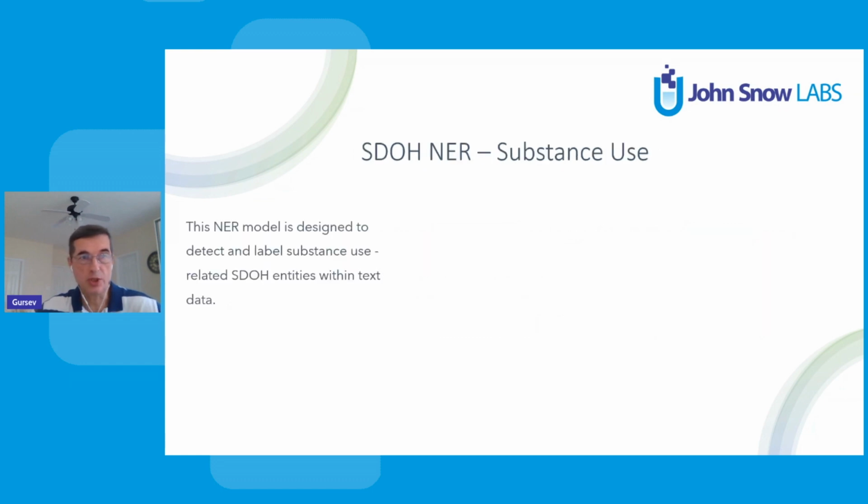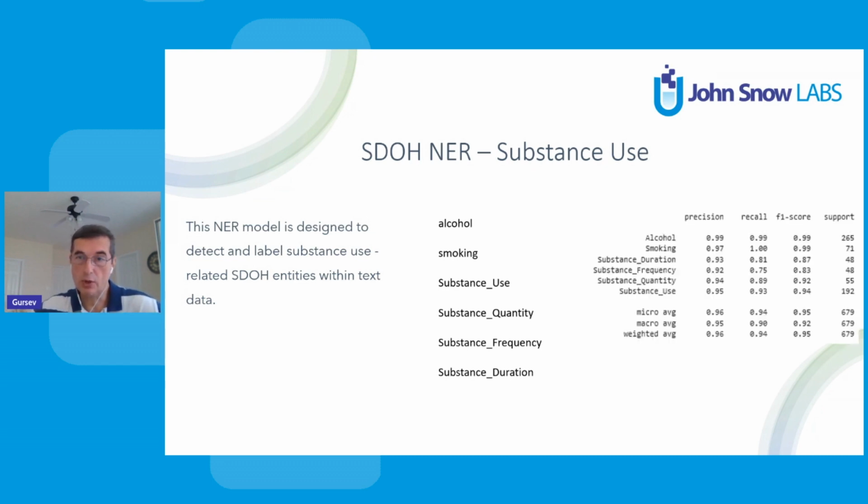So substance use is quite important right now. This model is going to detect alcohol, smoking, and then comes 4 different entities all related to substance use. The first one is going to be substance use, then the quantity of the substance that the person is using, then the substance frequency, the frequency that the person is using, and how long the person has been using this substance. It will be very difficult for the model to understand the difference between different substance entities, but this model is working quite fine.